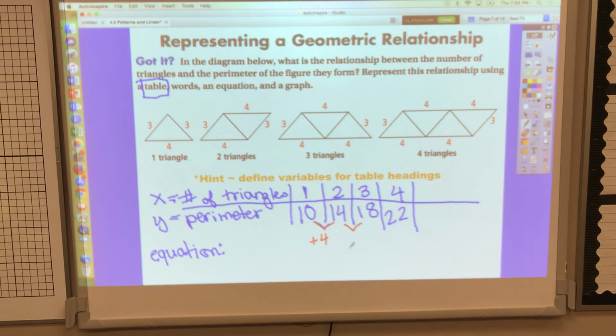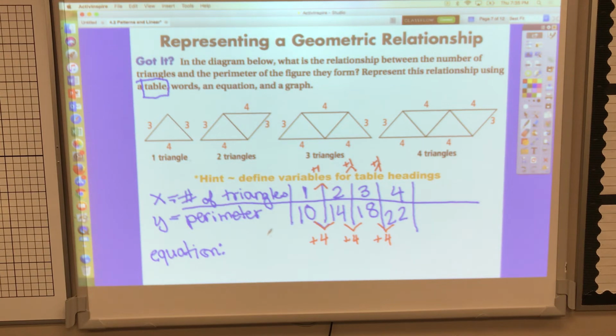From 14 to 18, we're adding 4. And from 18 to 22, we're adding 4. Okay, so there's this common change between all of those outputs. Then there's a common change between all of these inputs. It's going up by 1 every single time.